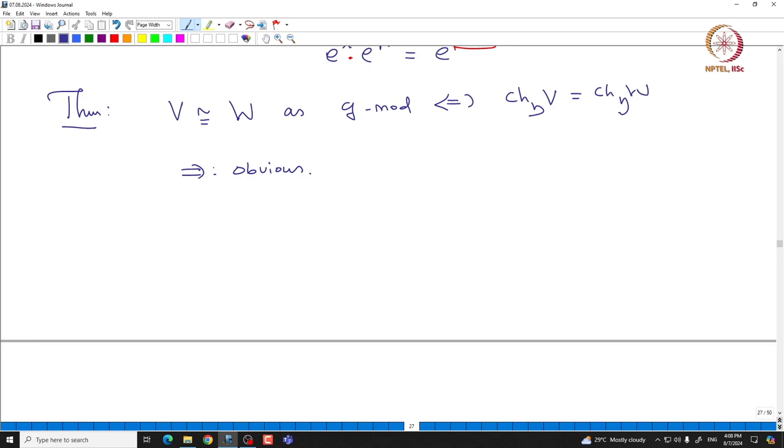That is because the character actually possesses very little information. We are using only the action of H, that is the Cartan, and then we are saying that only the action of H determines the G action. That is a very brave statement to make, but that is indeed what is happening here. The action of H immediately tells you what the character is. If you know the characters are the same, then we know the representations are the same. We will prove this later in a couple of lectures.